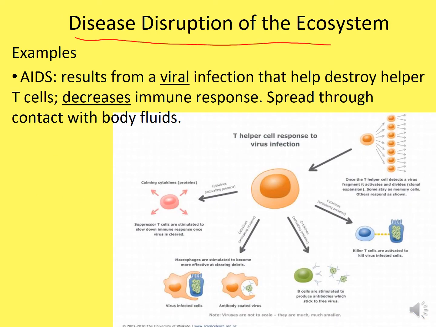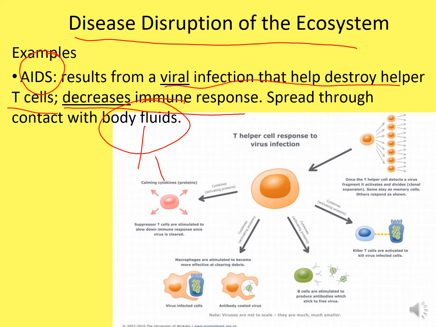So here are different diseases that come through. One big disease is AIDS, which is a viral infection that destroys helper T cells. This decreases the immune system and it spreads through bodily fluids. Any type of bodily fluid can possibly transmit HIV and AIDS. So don't try to be fast, going around kissing everybody, because these things really are transferred through bodily fluids.